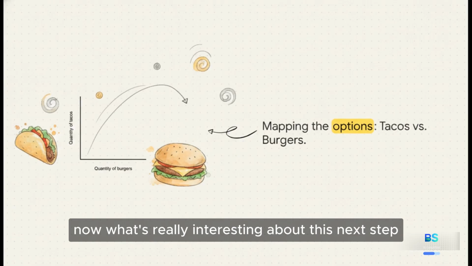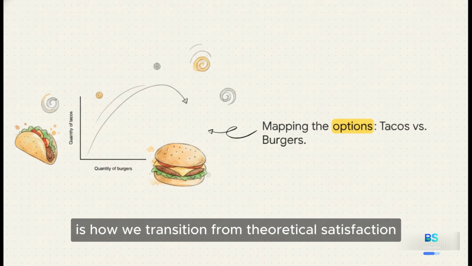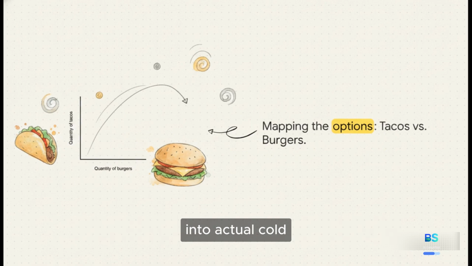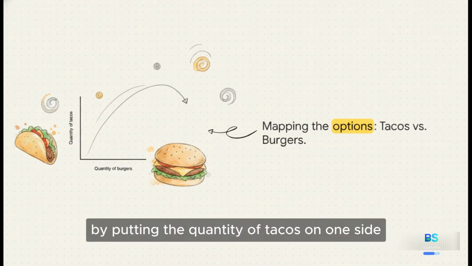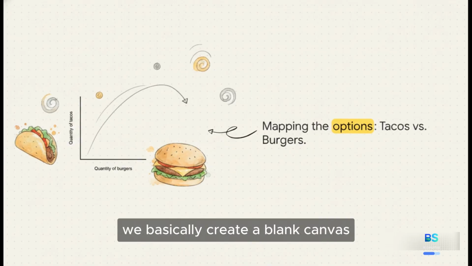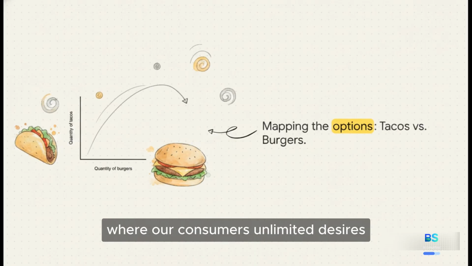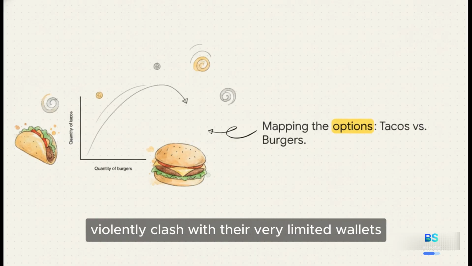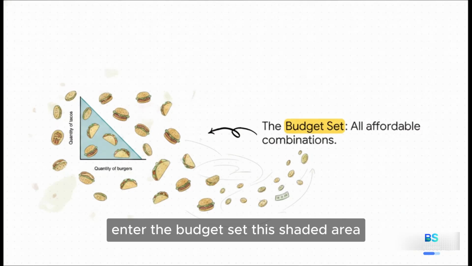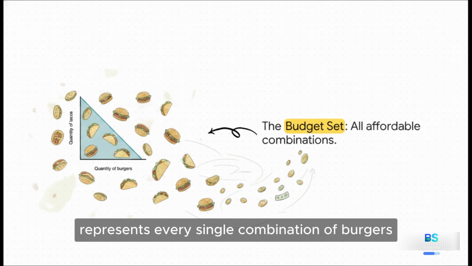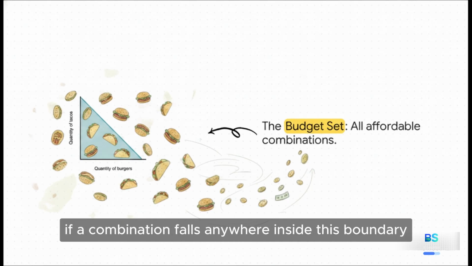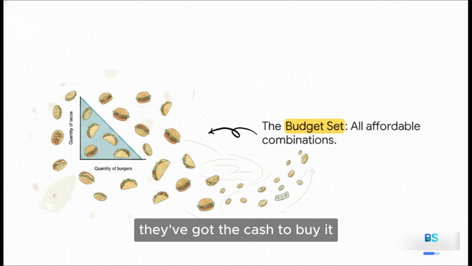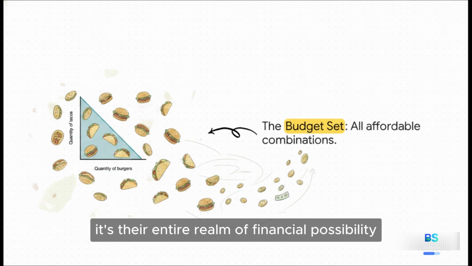Now, what's really interesting about this next step is how we transition from theoretical satisfaction into actual, cold, hard market reality. Let's map out our financial constraints. By putting the quantity of tacos on one side and burgers on the other, we basically create a blank canvas where a consumer's unlimited desires violently clash with their very limited wallets. Enter the budget set. This shaded area represents every single combination of burgers and tacos that our consumer can actually afford based on what's in their bank account and the fixed prices of the food. If a combination falls anywhere inside this boundary, they've got the cash to buy it. It's their entire realm of financial possibility.